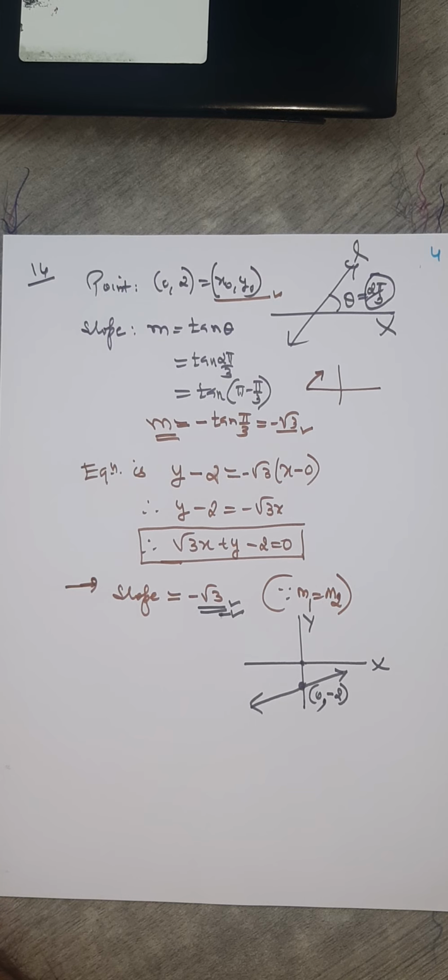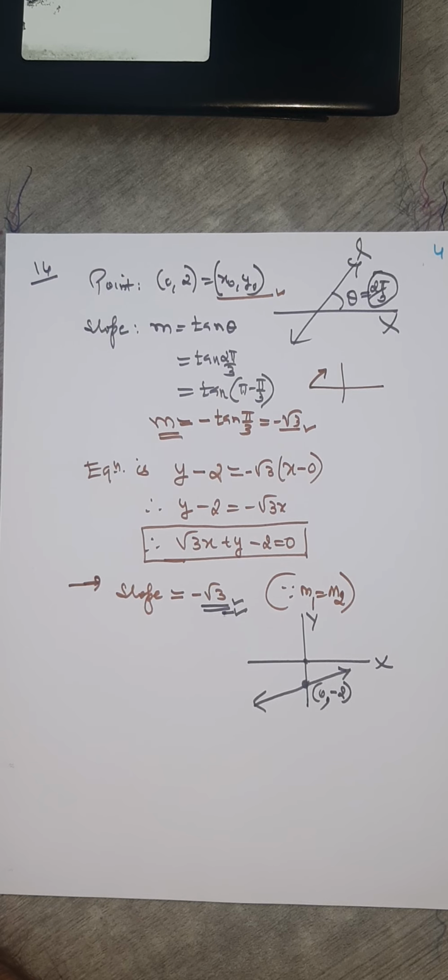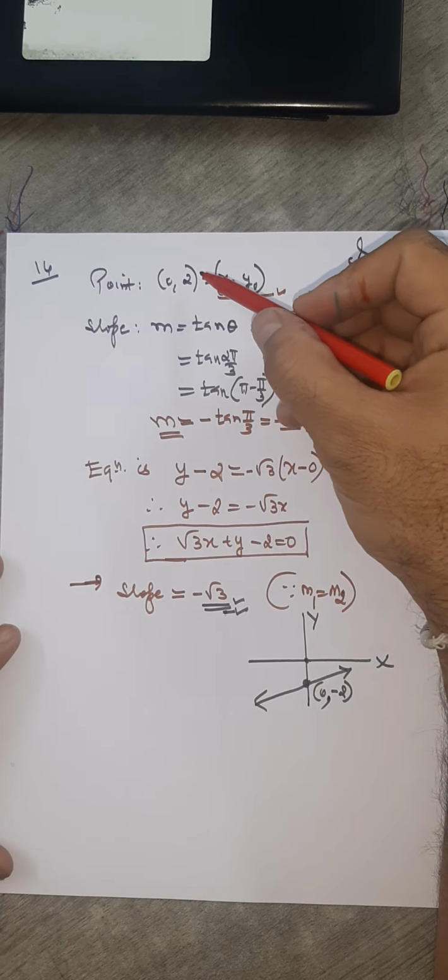Because here the line crosses the y-axis. Just read the question: crosses the y-axis at a distance of 2 units below the origin. 2 units below the origin. So you must have (0, -2). There, the point was (0, 2).